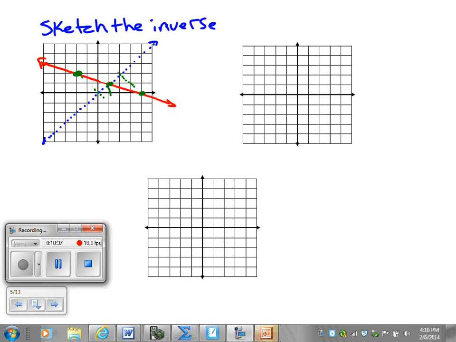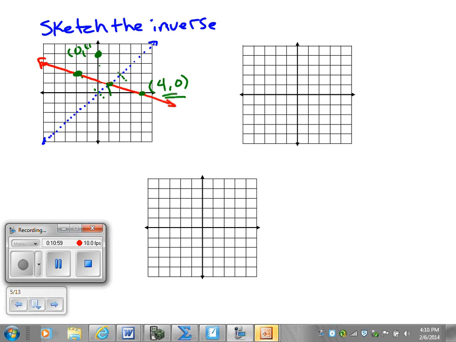I'm going to plot this point by point. So this point out here, this is (4, 0). Remember what we said about the x and y values with inverses? They switch, right? So (4, 0) should become (0, 4). Well, (0, 4), as it turns out, was right where I was looking at before. So (0, 4) should be on my inverse.